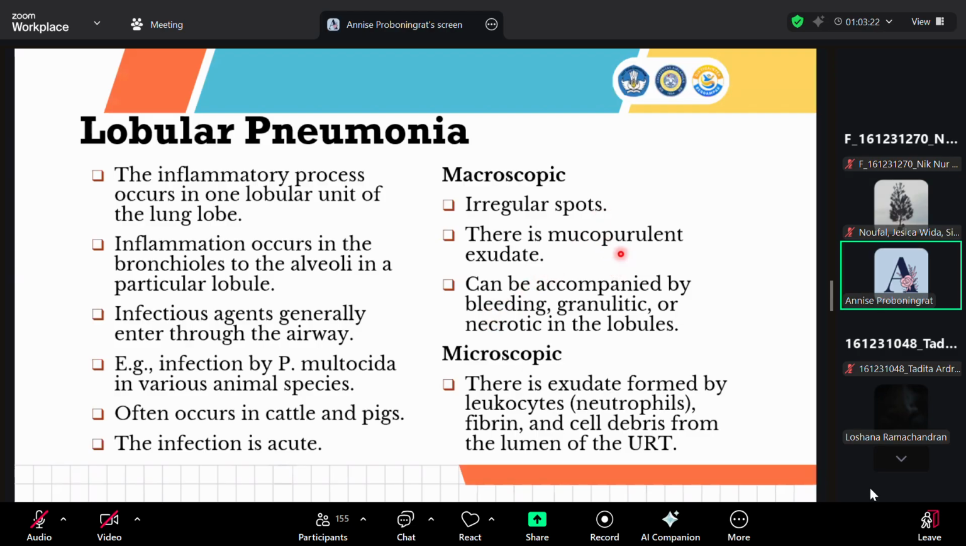or multifocal inflammation or multifocal necrosis on the lung surface, and mucopurulent exudate, and can be accompanied by bleeding or hemorrhage, granulitic or necrotic areas in the lobules. In the microscopic lesion, there is exudate formed by neutrophilic cells, fibrin, and cell debris in the lumen of the upper respiratory tract.